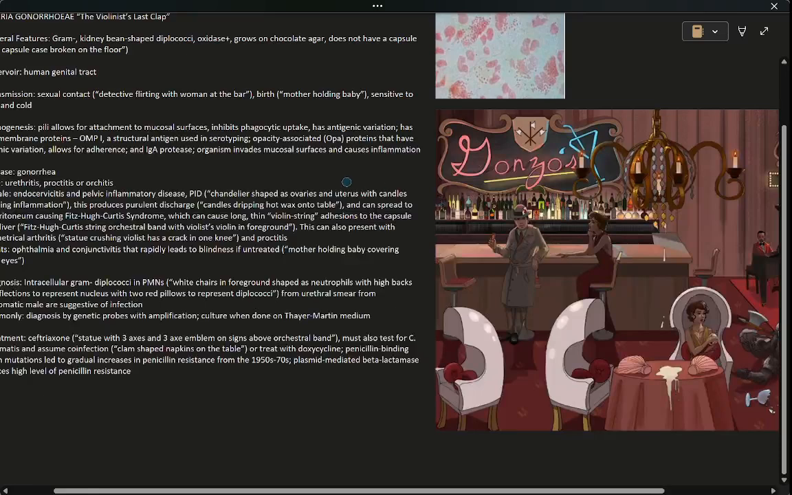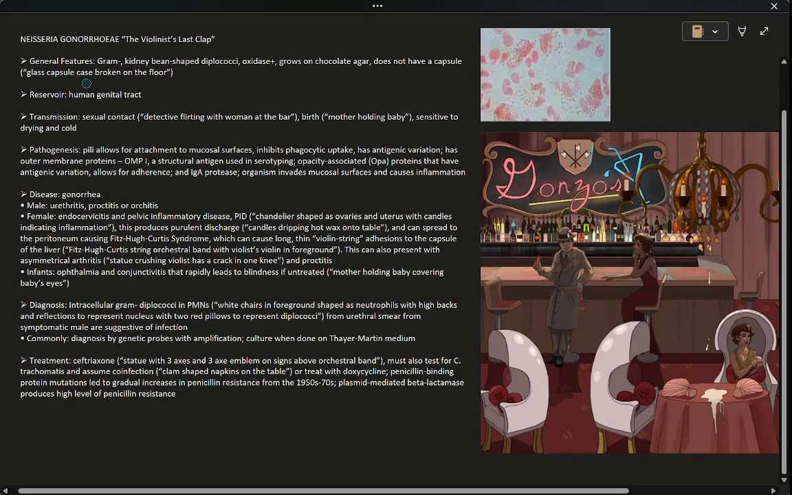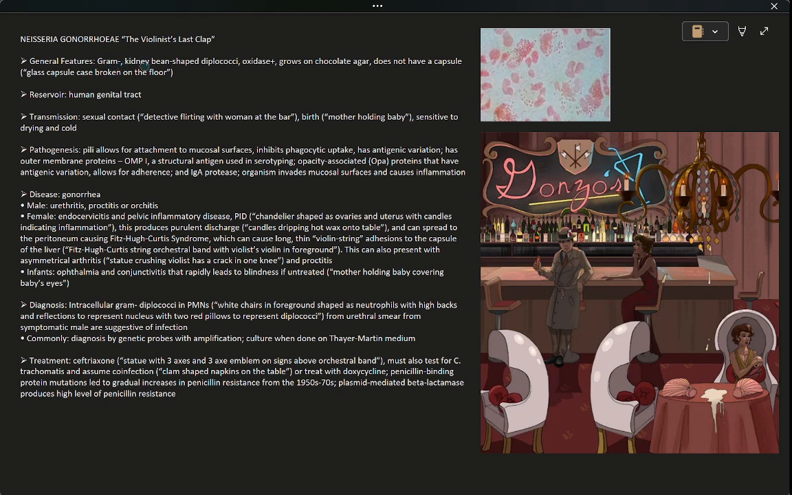So, let's get started. Again, the Neisseria gonorrhoeae is also a gram-negative bacteria. It is a kidney bean-shaped diplococci. It is also oxidase positive, and it will grow on the chocolate agar.